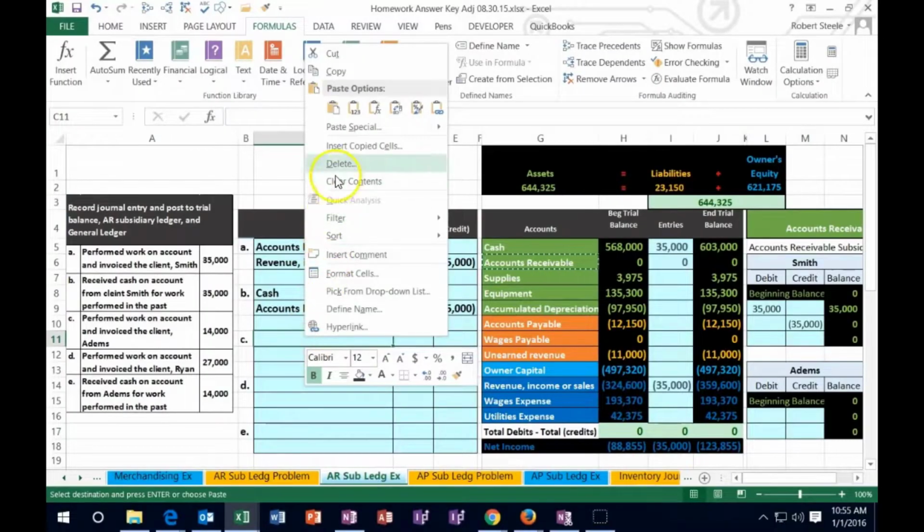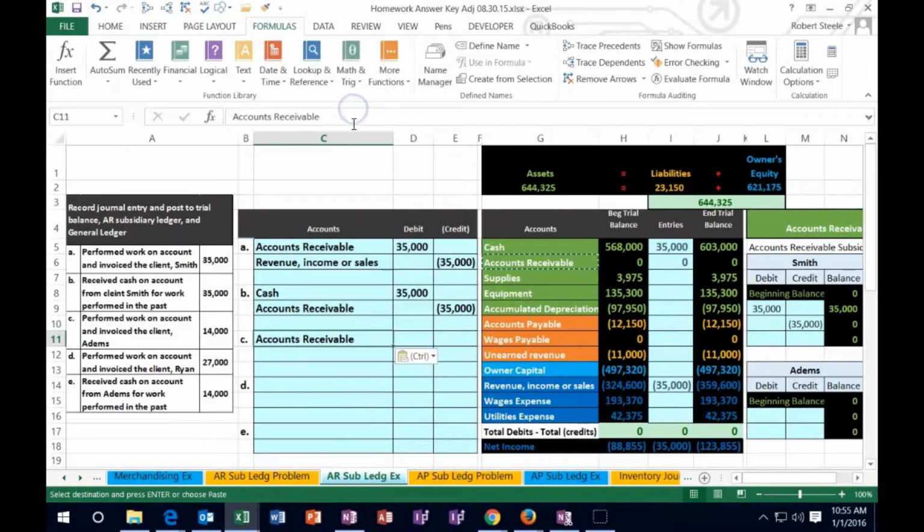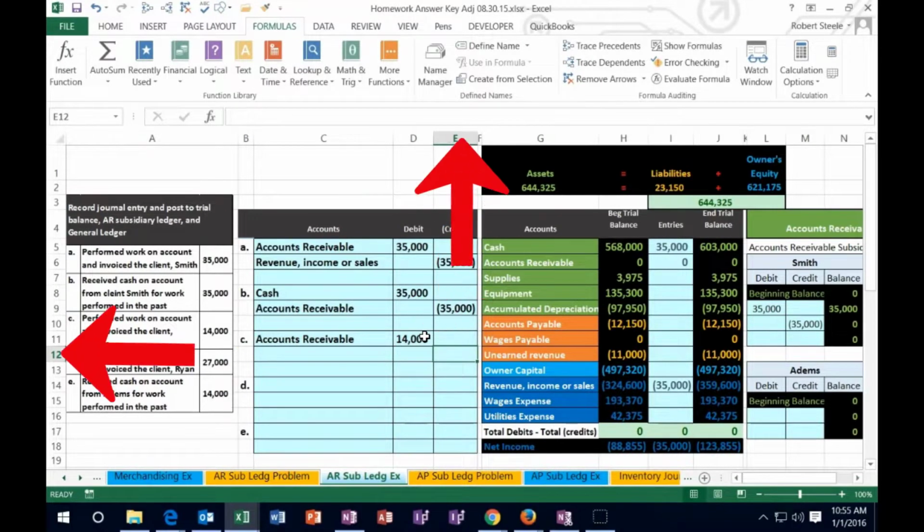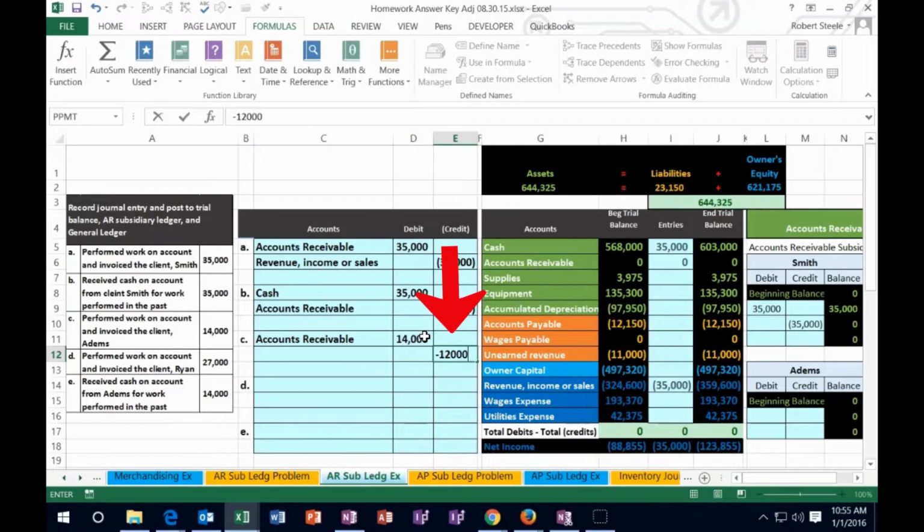Right click and paste it 1, 2, 3. The amount being for 14,000 in this case. If we debit something 14,000, we're also going to credit something 14,000. So I'm going to go and sell E12 negative for the credit for this worksheet, 12,000. No commas or anything. Push enter, and that will format the cell with the brackets.